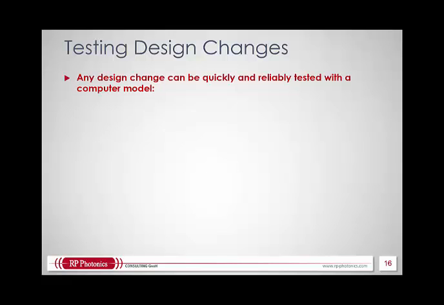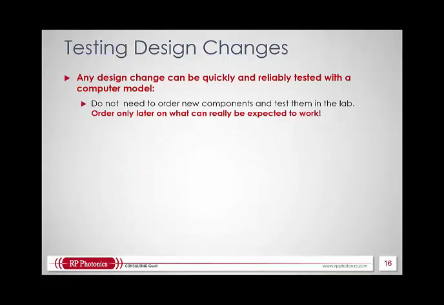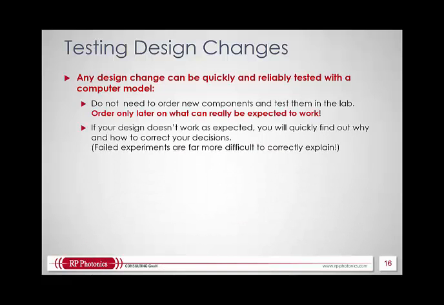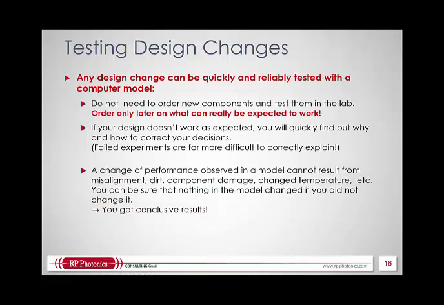A very good thing about a computer model is that it supports you very much in testing potential design changes. A first advantage is you do not need to order new components and test them in the lab. Order only later on what can really be expected to work based on the model. If your design doesn't work as expected, you will quickly find out why and how to correct your decisions. Failed experiments, in comparison, are far more difficult to correctly explain.